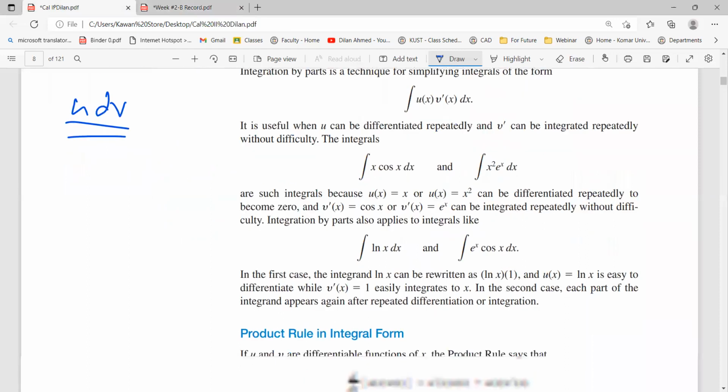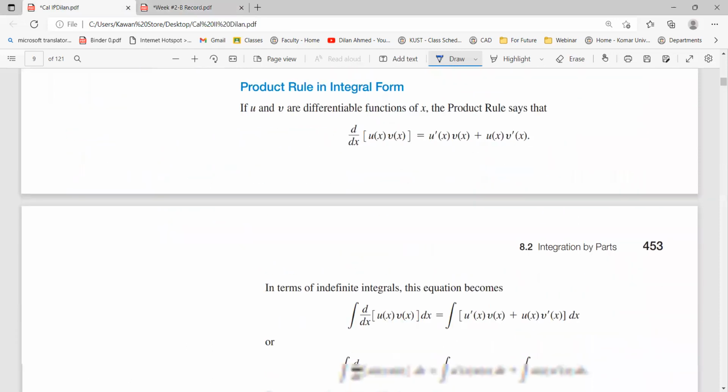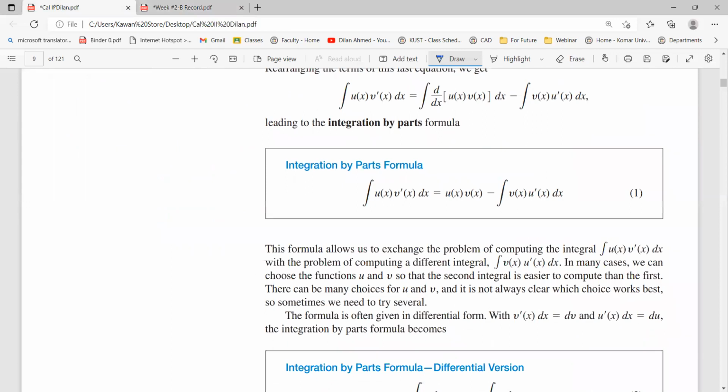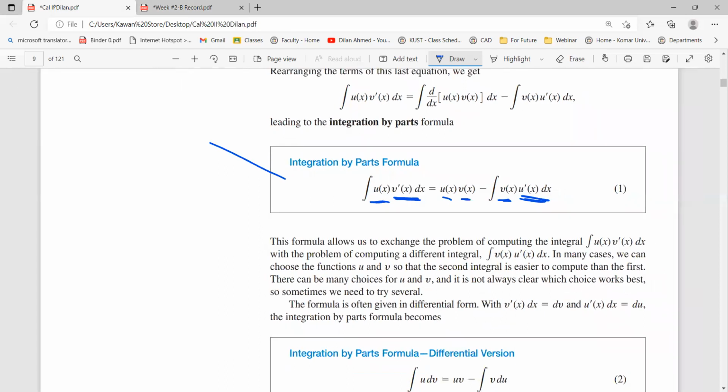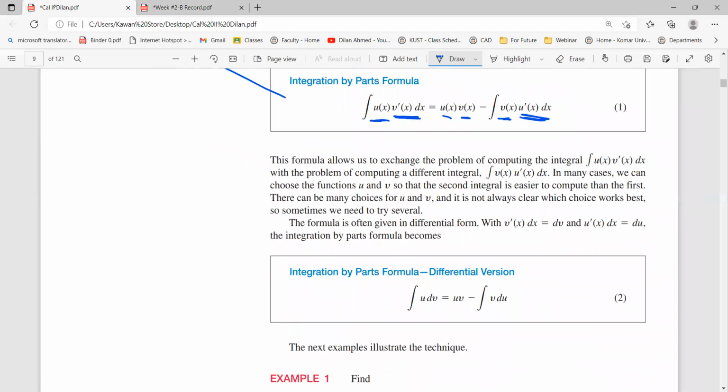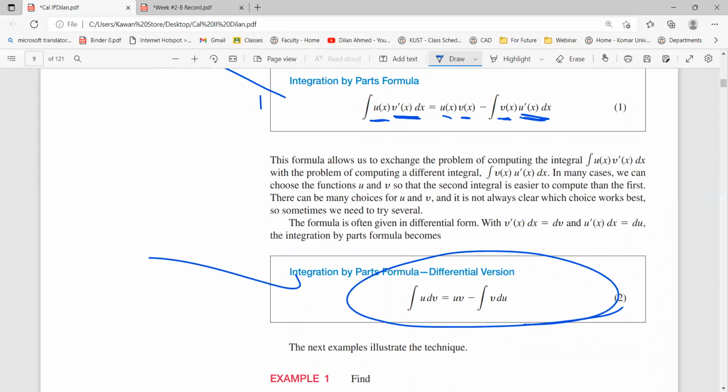So here we are. The first important thing is to distinguish between u and dv. The second is that you have uv minus the integral of v du. That's all we need. Understood? That's the rule. This formula is better for you. Forget about the other one, it's the same.